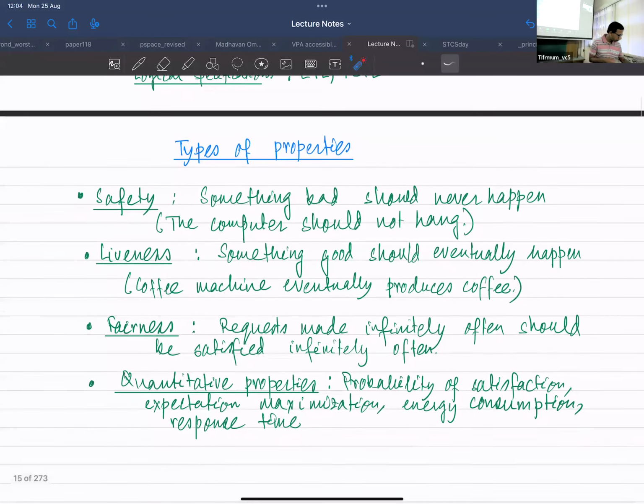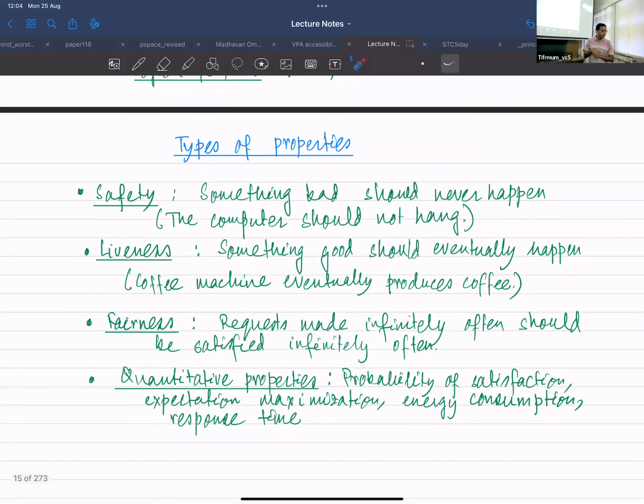So this is about the safety specification. When I say something bad should not happen, then usually you have a system, and the system will have multiple states. You may say that these are my set of bad states. What you would like to ensure is that your system never goes into that bad region. It's always outside the bad region, which is considered to be safe. So these are the safety specifications.